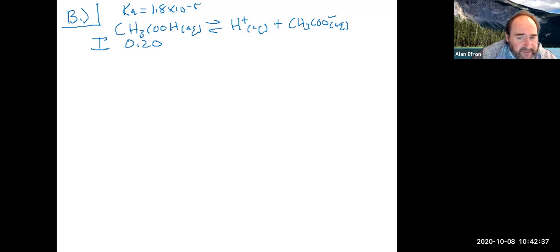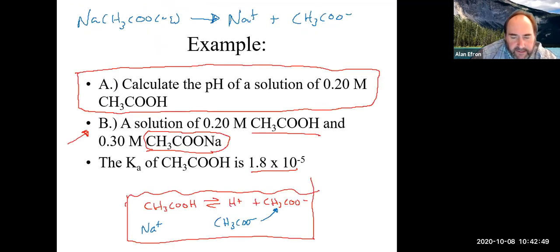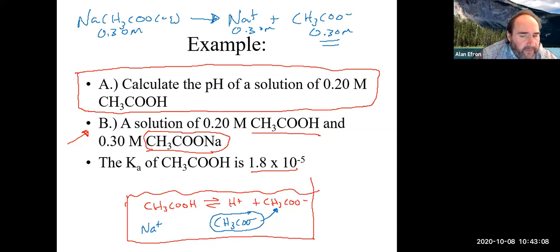We initially have 0 here, but where this differs from part A is we actually do have some acetate available to us initially. And that is going to be because this is 0.3 molar. The sodium would be 0.3 molar as it's a one-to-one relationship. And the acetate that you dumped in there would also be 0.3 molar as it's a one-to-one relationship.